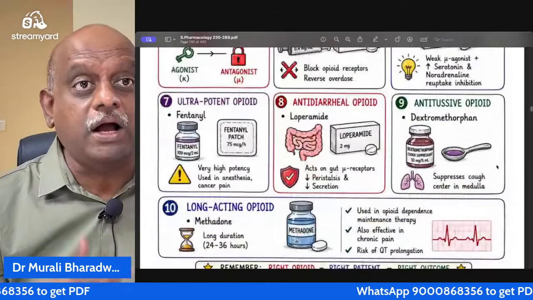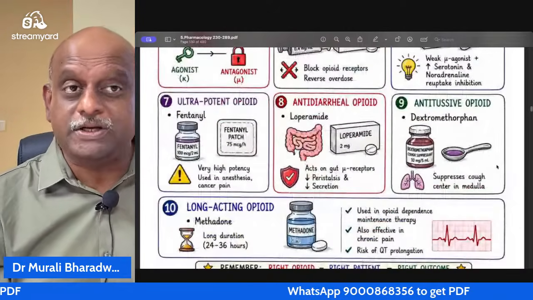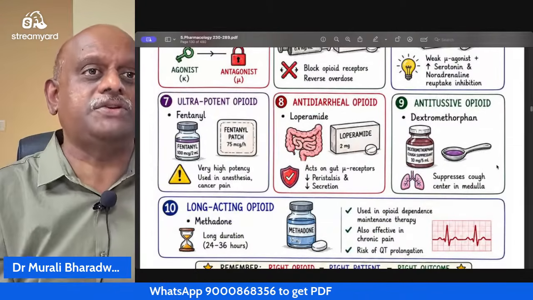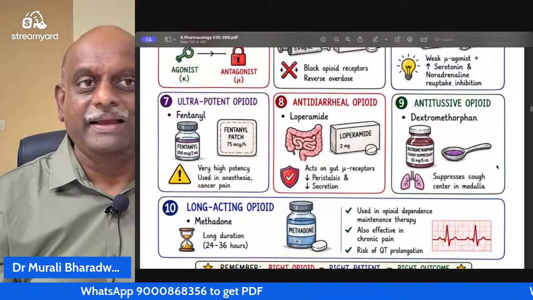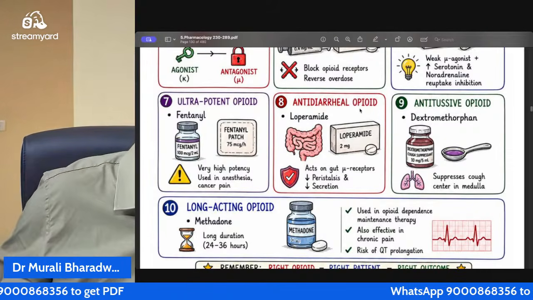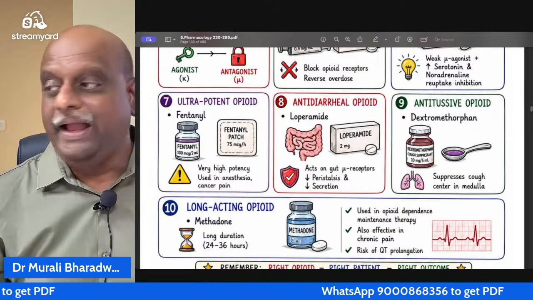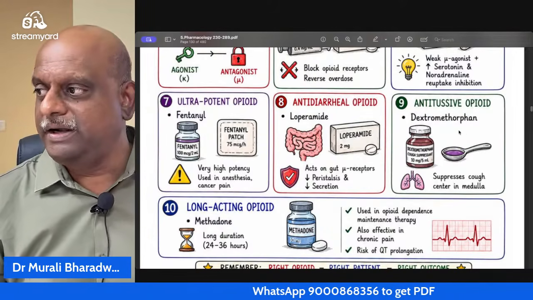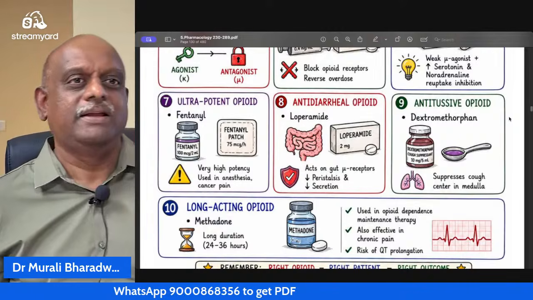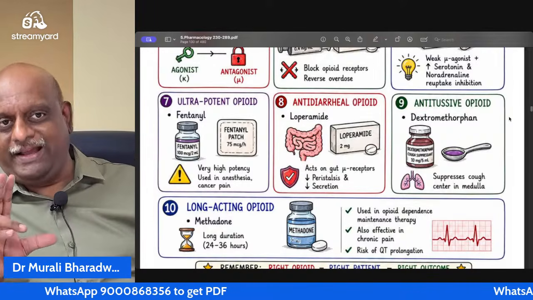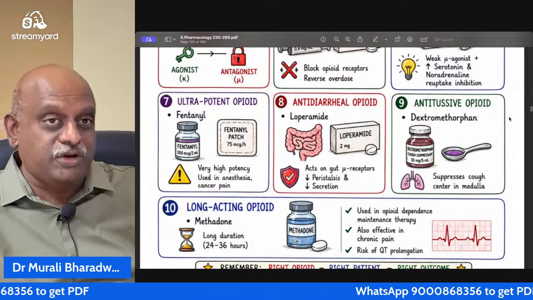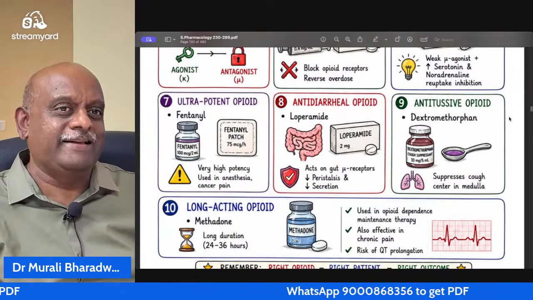Then fentanyl is an ultra potent opioid, especially for cancer patients when they can't bear the pain. Fentanyl patches are placed. Then loperamide is an anti-diarrheal opioid; because opioids lead to constipation, you can use it in diarrhea. And dextromethorphan is antitussive. Earlier we used to get Linctus codeine, a syrup. We used to abuse it almost like a beer or brandy.